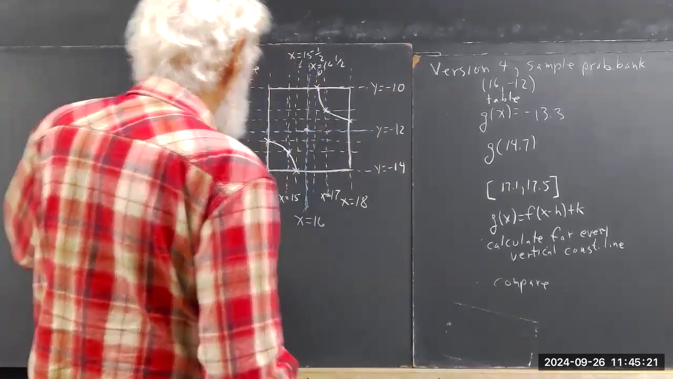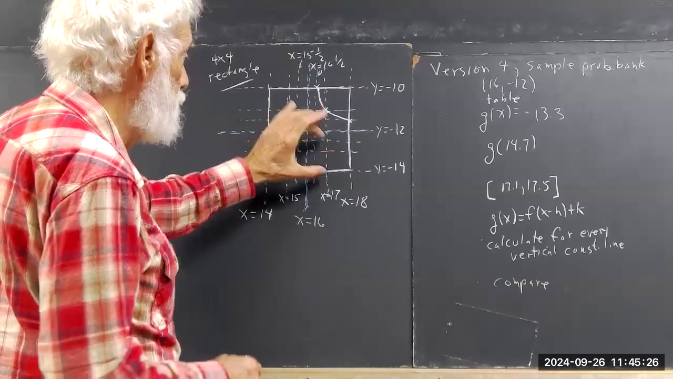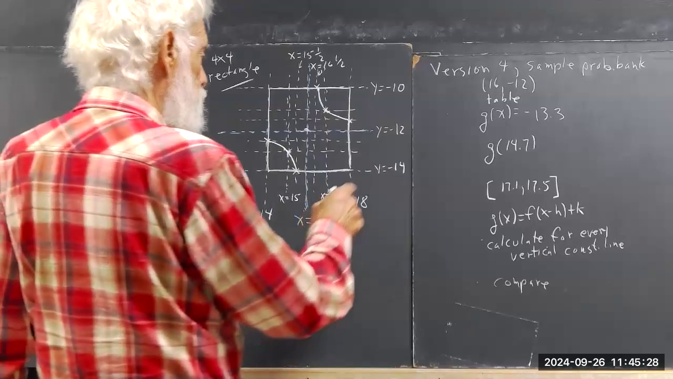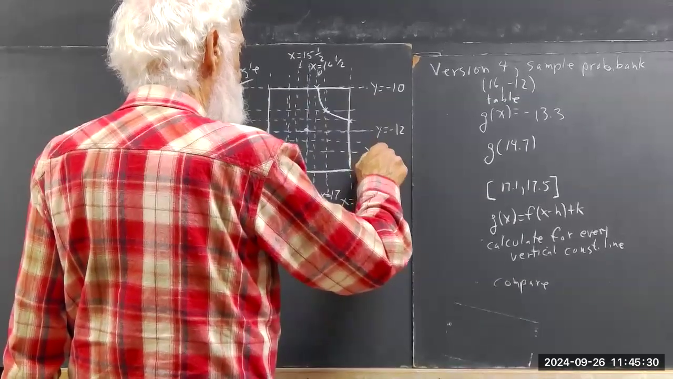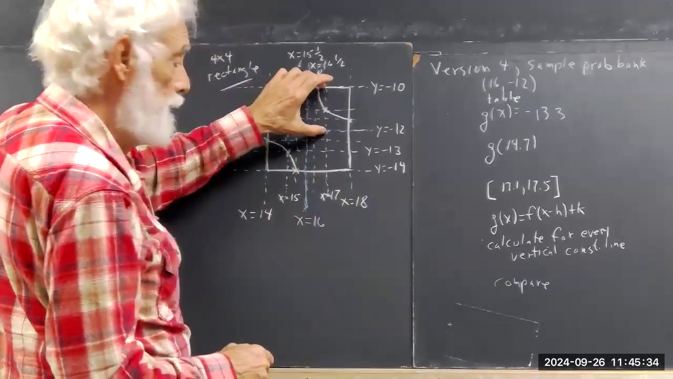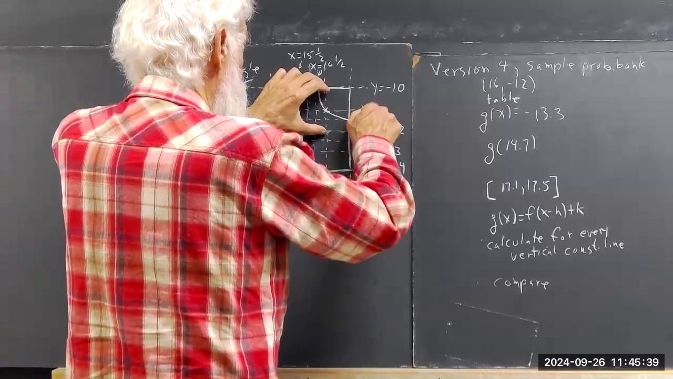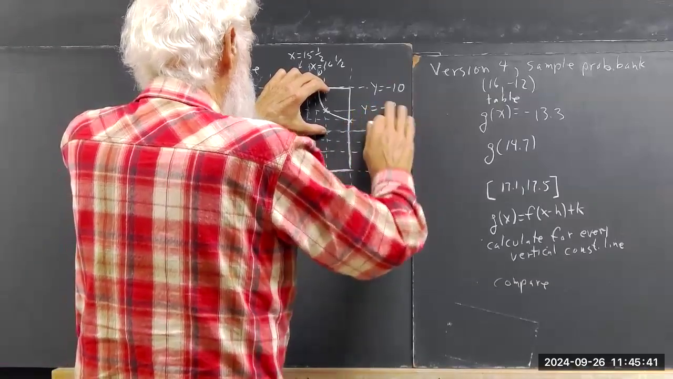Then it's easy to label the other lines. If you understand that this line is halfway between negative 14 and negative 12, it's negative 13. And this line is halfway between here. That's the way you constructed it if you follow the rules. And this line is y equals negative 11.